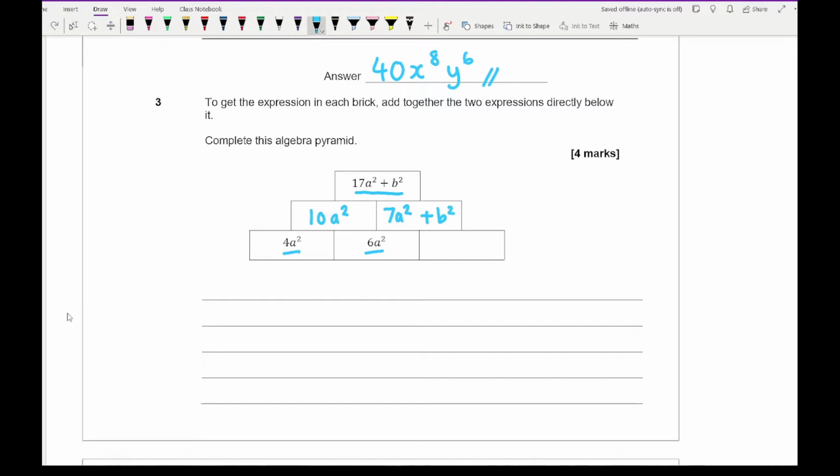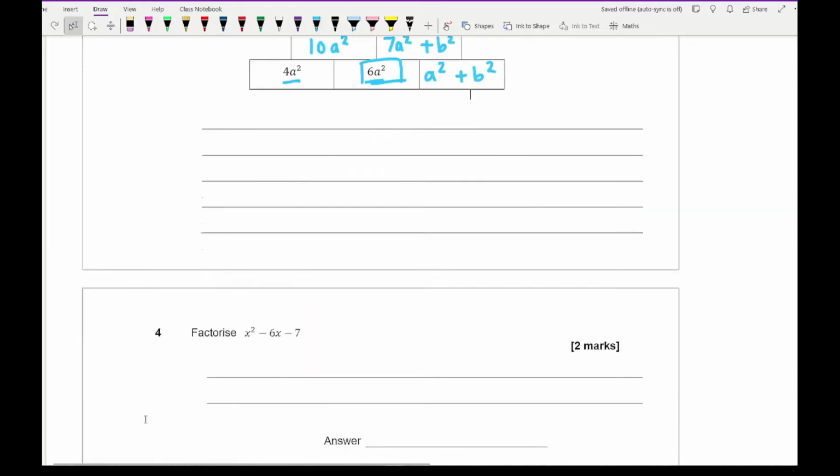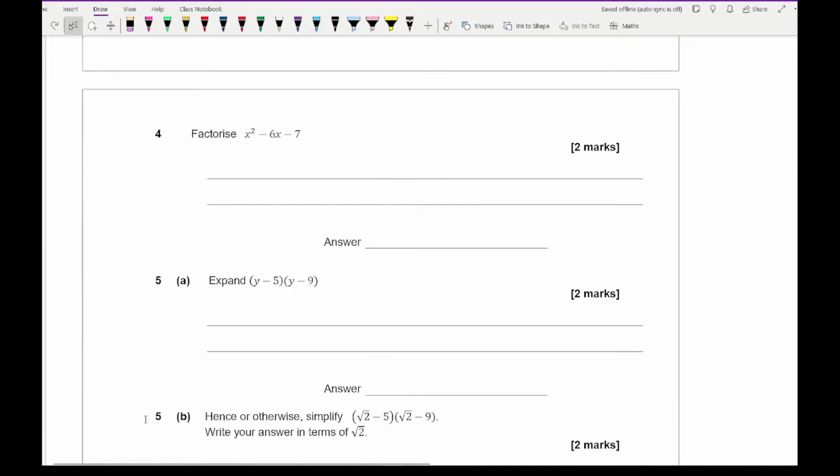So then if this block here is 6a squared, then I'm going to need another a squared, and I'm going to need a b squared, and there is our algebraic pyramid completed. Moving on to question 4.